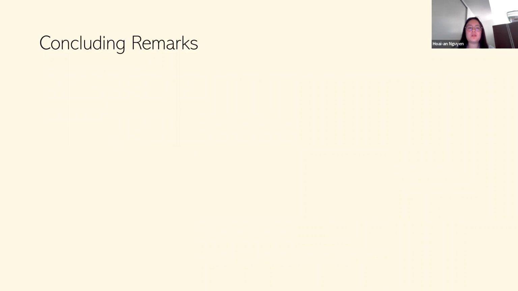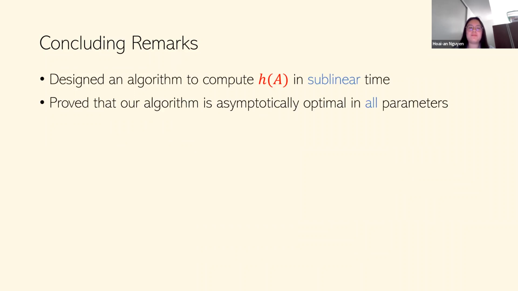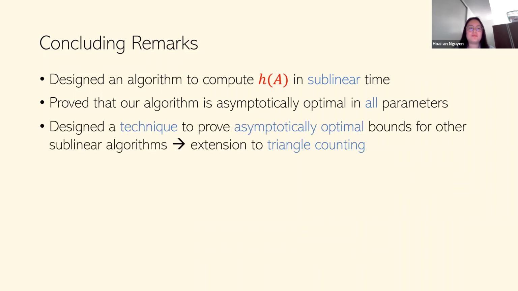And so some concluding remarks. In general, what we did is we designed an algorithm to compute the H-index in sublinear time. We proved that our algorithm is asymptotically optimal in all parameters. And we designed a general technique to prove asymptotically optimal bounds for other sublinear algorithms. And we showcase this in an extension to triangle counting.